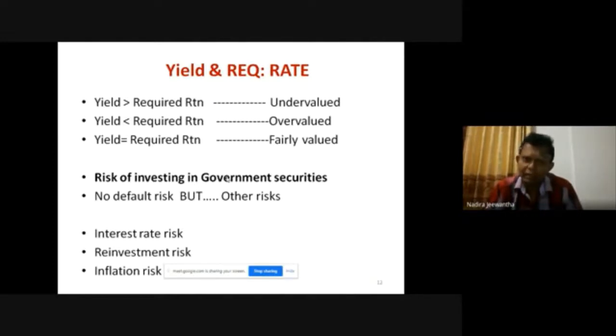But you need to invest at 10%. But there is a seller of the same instrument, which you are interested in. He needs to sell at 5%.